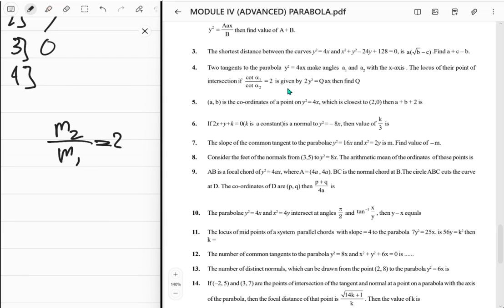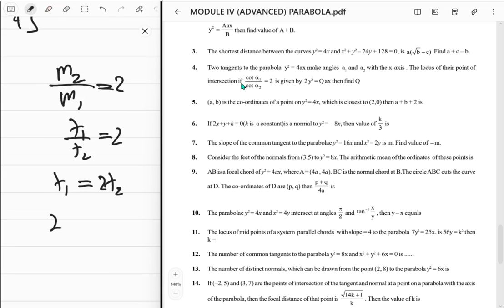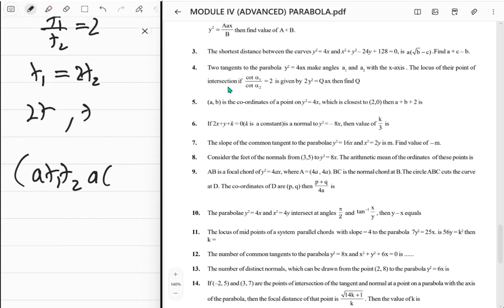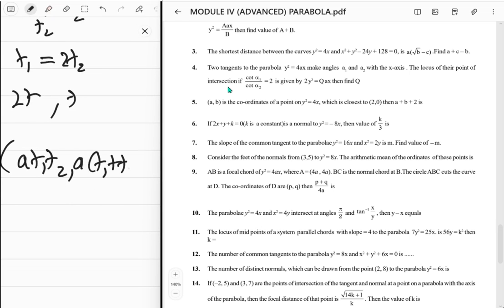So, what does that mean? Okay, this is supposed to be T1 upon T2, sorry. That has to be equal to 2, right? Locus of the point of intersection. So it's like T1 is equal to 2 times T2. We'll just say, okay, one of them is 2T, the other one is T, right? And you want the point of intersection of these two. Okay, we know what that is. It's going to be a T1 T2, comma a times T1 plus T2, right? That's the point of intersection.